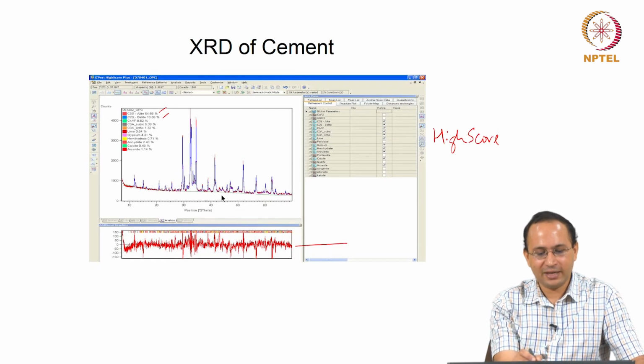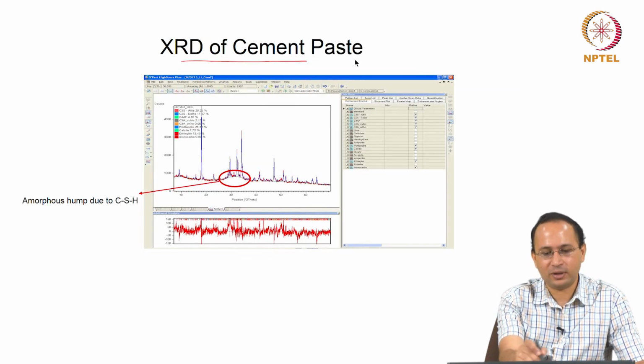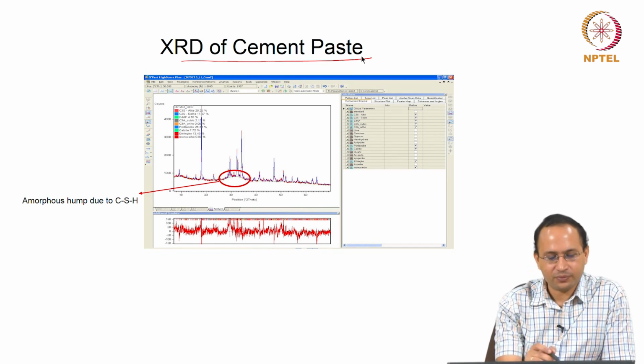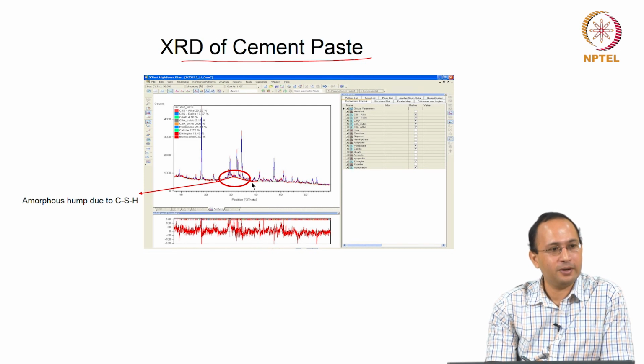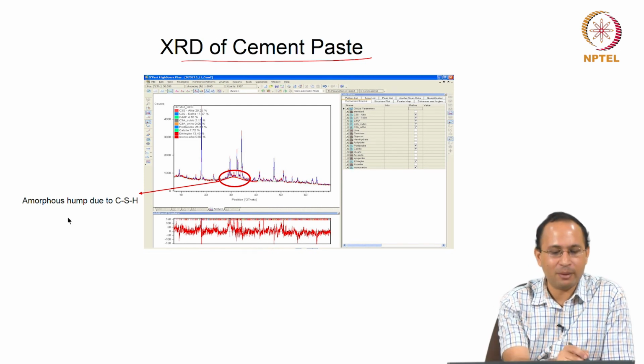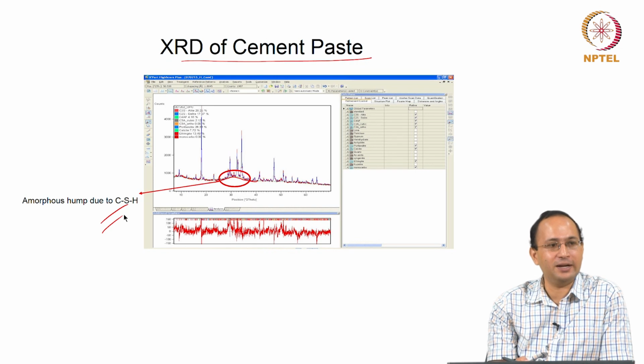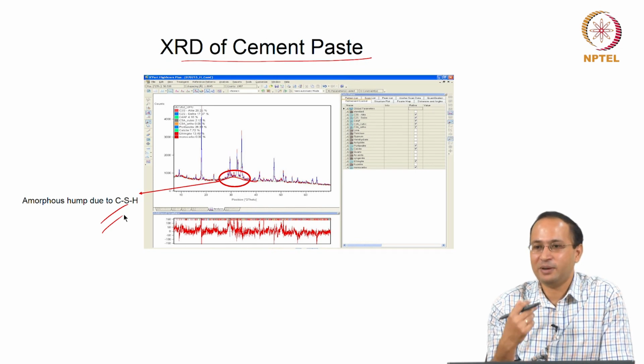So what happens when you carry out X-ray diffraction of cement paste is that you start seeing this hump at around 29 degrees. This is an amorphous hump, primarily because of the calcium silicate hydrate, because calcium silicate hydrate is the main phase you get during the hydration of cement. But unfortunately it is not perfectly crystalline, it's a nano crystalline phase. You don't get a sharp peak. That poses a challenge in quantification.